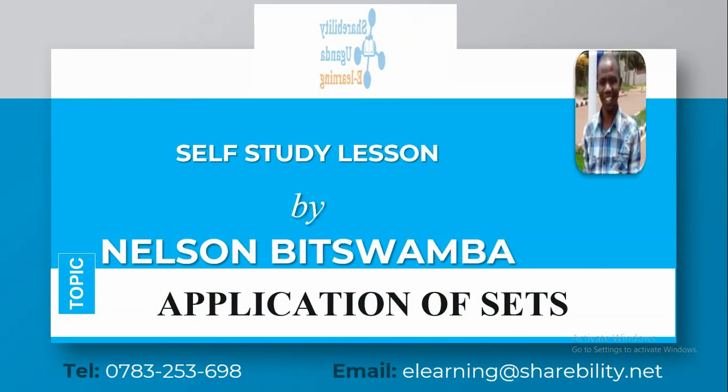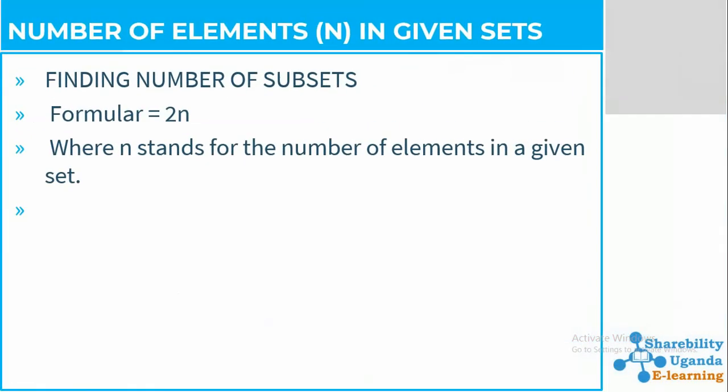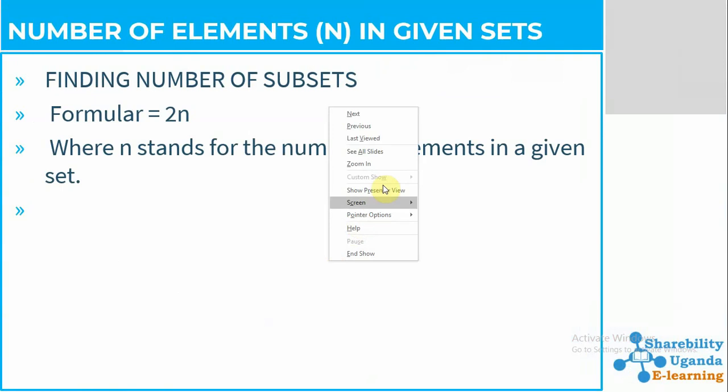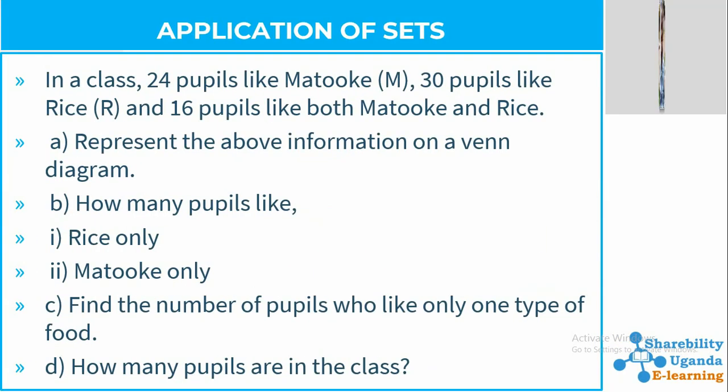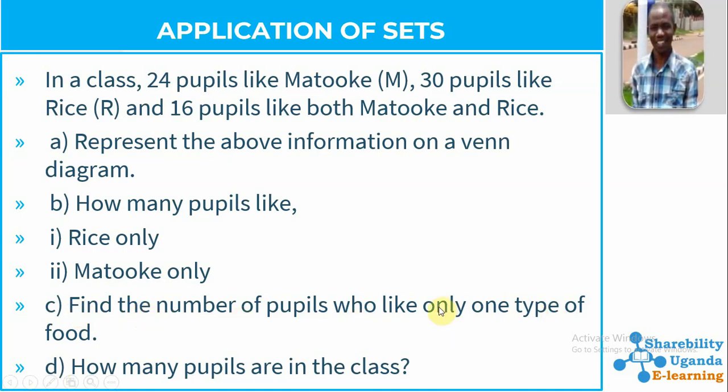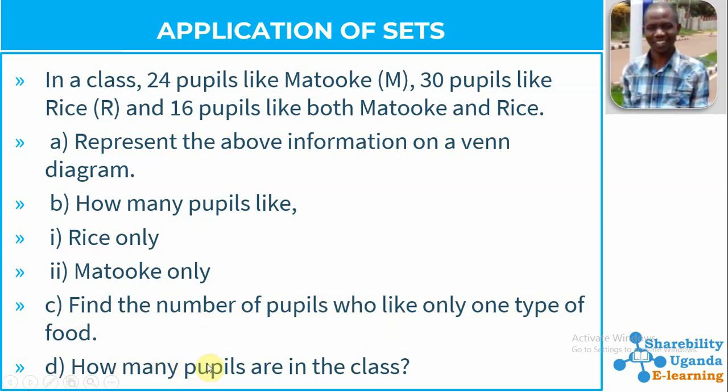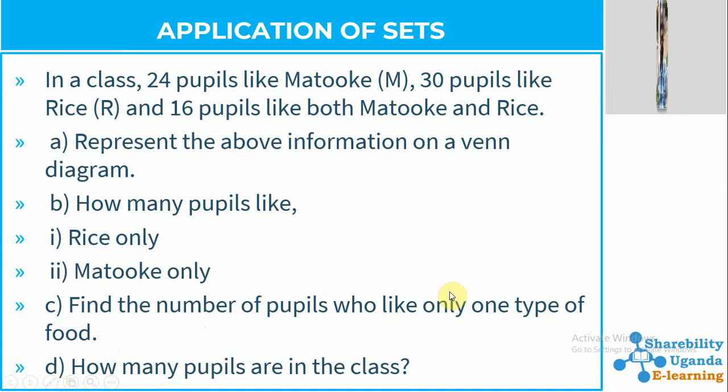We continue with the questions that we were able to make. Remember, we had talked about all this, so let's go direct to the question, and we see with the numbers that we are not able to tackle. For example, we have our part C, which is finding the number of pupils who like only one type of food, and also the members within the whole class.